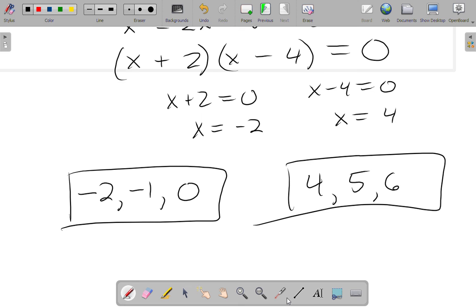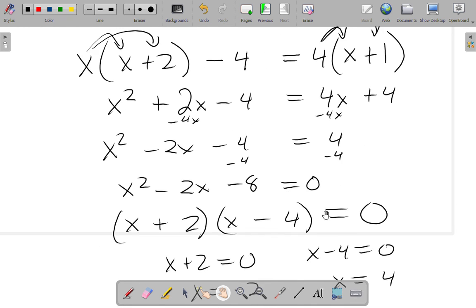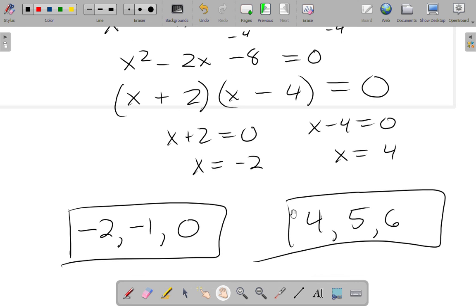How did you find 4, 5, and 6? These are my starting points. When I got x equals 4, my next integer is 5, next one's 6. That's my first integer, and that's my first integer. Because I'm looking for consecutive integers. Will they ask for both answers? Yes, definitely, both answers.